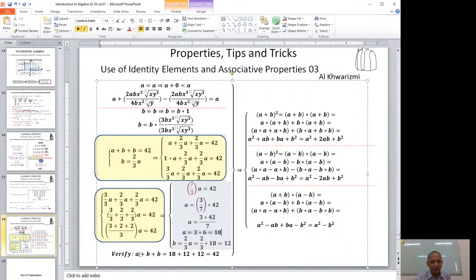Okay, so finally we verify again. A plus B: A equals 18, B equals 12, so 18 plus 12 equals 42. See?